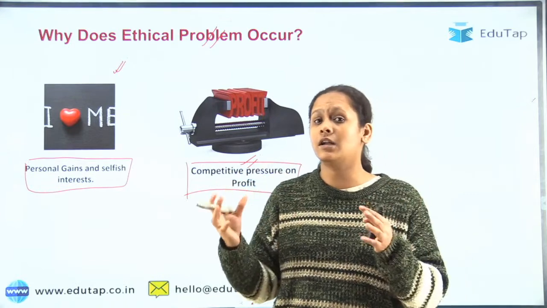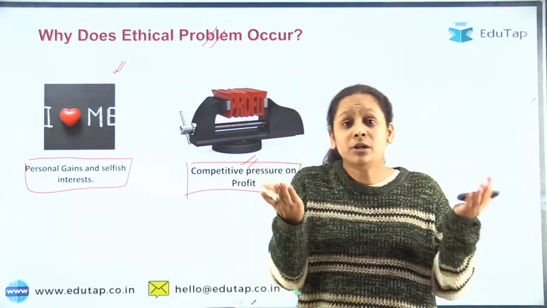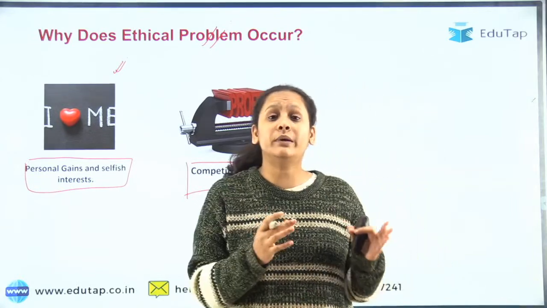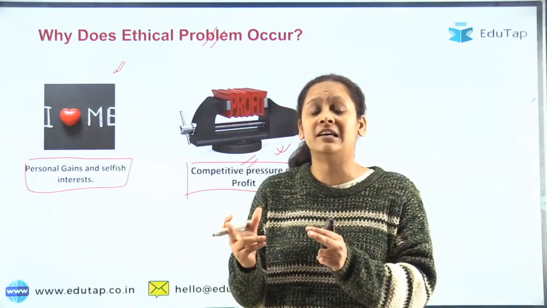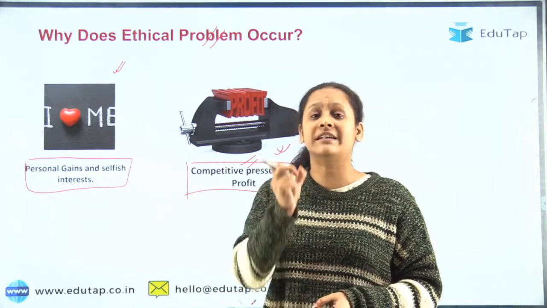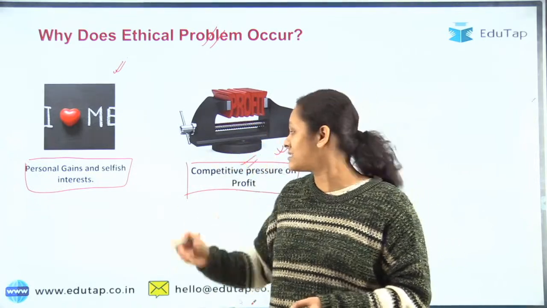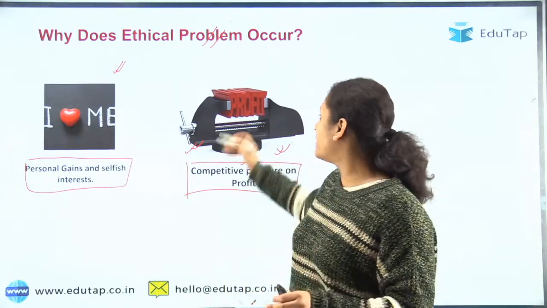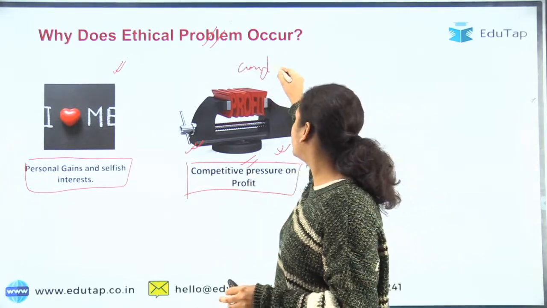It already has a lot of pressure. It is answerable to its shareholders. So now what would this company do? It will try to follow unethical means to raise profits. And again, when a company chooses a certain mode of unethical action, what would happen? There would be a conflict of ethics.